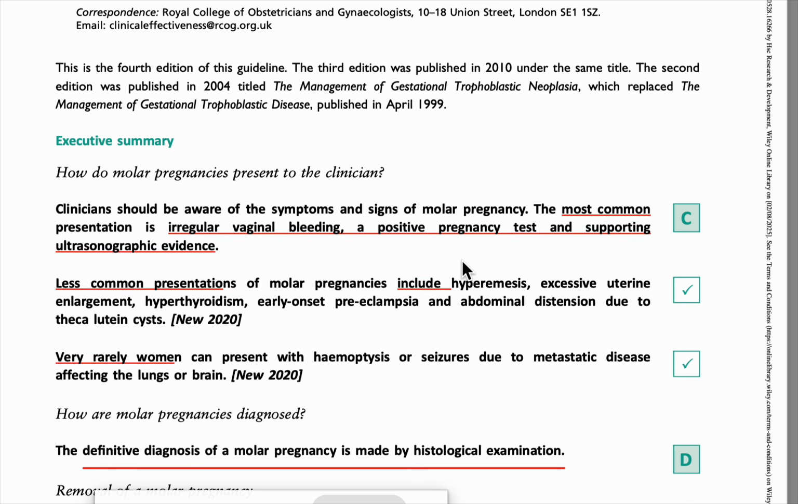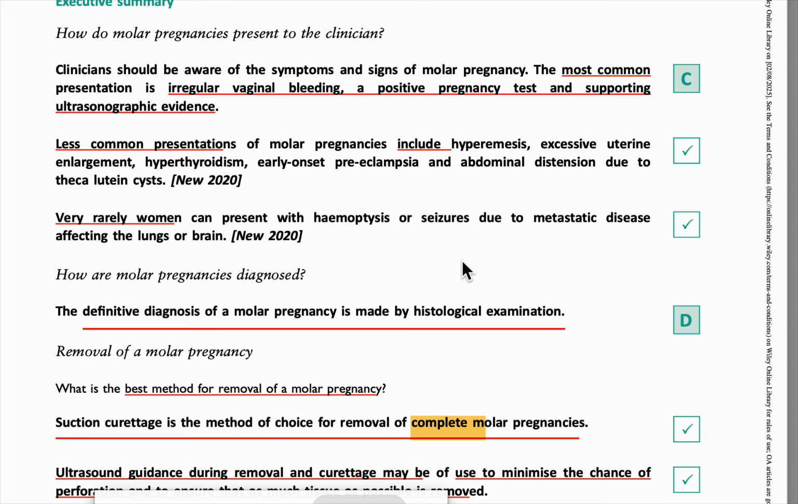Okay, so now another thing: what is the definitive diagnosis? And this is a very, very important MCQ, and they love this MCQ. This is their favorite MCQ. So they are saying the diagnosis of the molar pregnancy, we have two definite diagnoses. It can be diagnosed clinically, but the definitive diagnosis with ultrasound also.